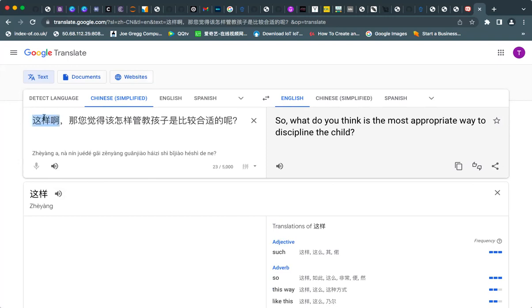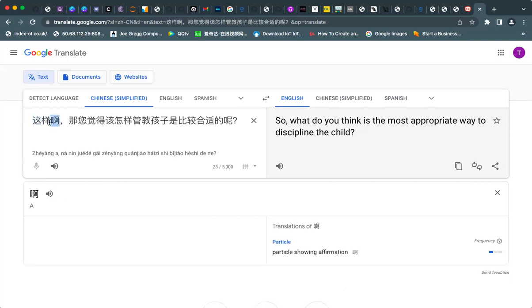Okay. So we will touch on this earlier: where exactly do you use "a" and where do you use "ya" as your ending? But just remember, they're just all ending particles that don't really change the meaning of what was said.